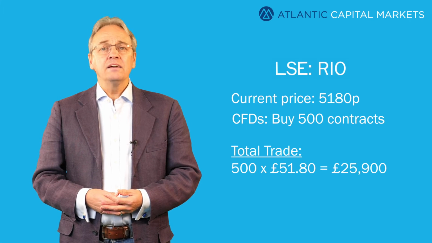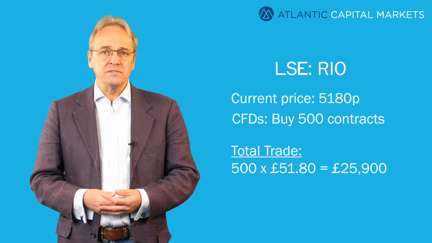Another key point about CFD trading is that it's traded on leverage. So what does this mean? Trading on leverage means that you only put forward a percentage of the value of the trade in order to open it, rather than putting forward the full amount. Again, this is probably best understood through using an example. If you were to buy 500 CFDs in Rio Tinto at a price of 5,180 pence or £51.80, then the total value of your trade would be 500 times £51.80, which is £25,900.